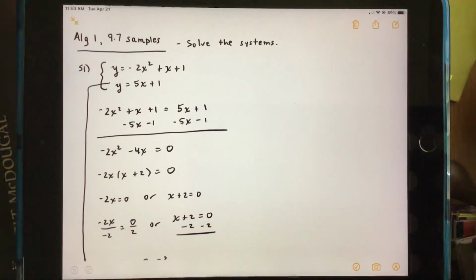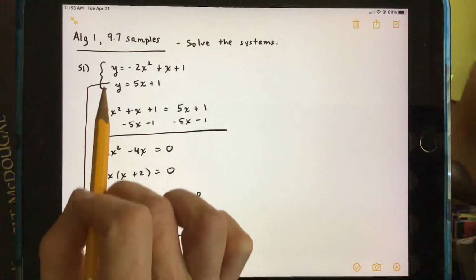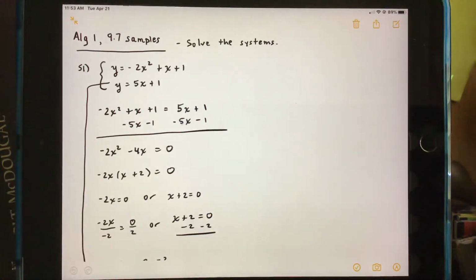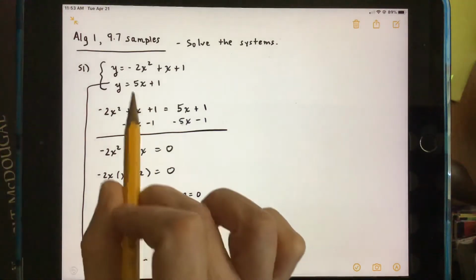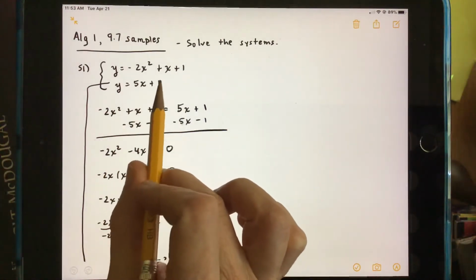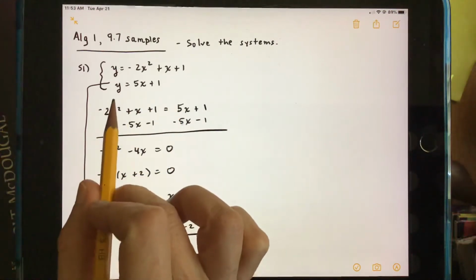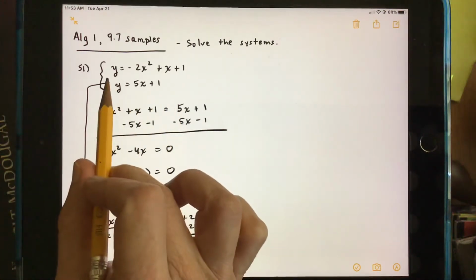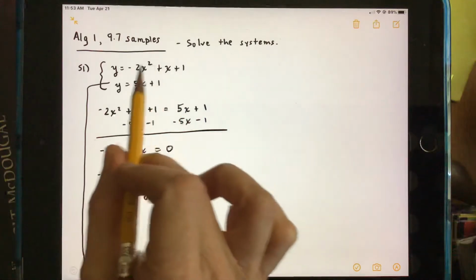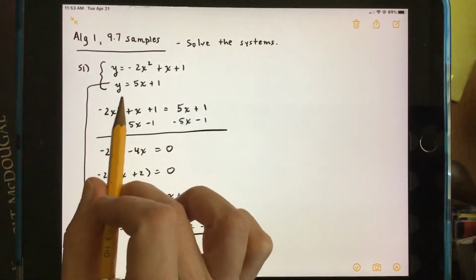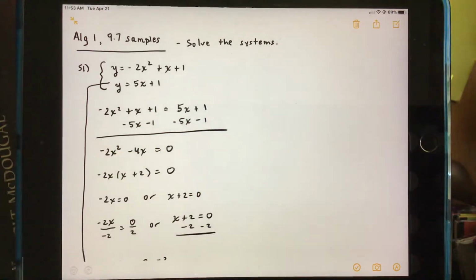Well, we're going to use substitution to solve this system because both of these equations are solved for y, which means that this is a really good system to solve using substitution. So I'm going to choose to substitute negative 2x squared plus x plus 1 in for this y. We're told it is y. That means I can put this trinomial in place of y and say that's equal to 5x plus 1, and then I can solve that equation for x.